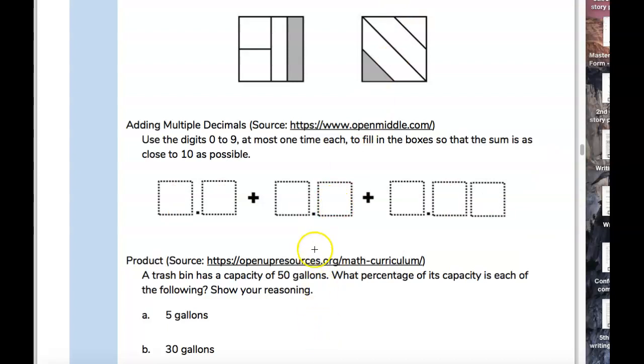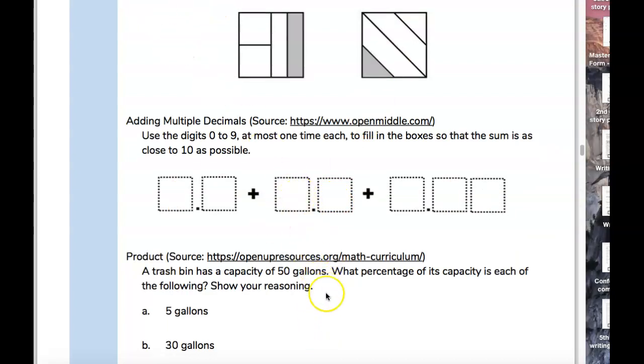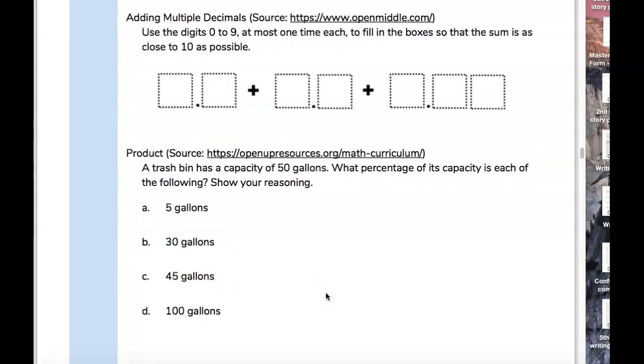All right, so let's see here. It says a trash bin has a capacity of 50 gallons. What percentage of its capacity is each of the following? Show your reasoning. Okay, so I will show you how to find percentages of a number. So we have 5 gallons here, and our capacity is 50. So if we write 5 over 50, and we want to change it to a percent. So we know that percent is 100.